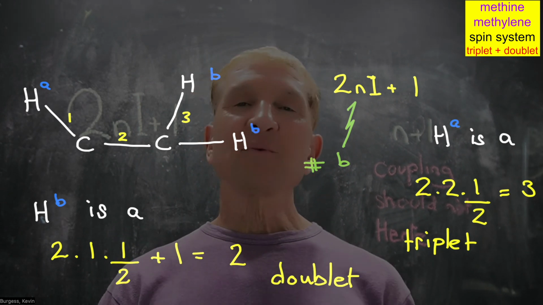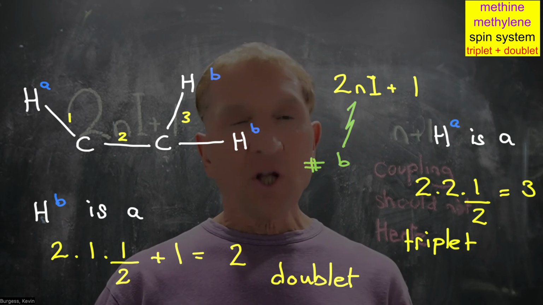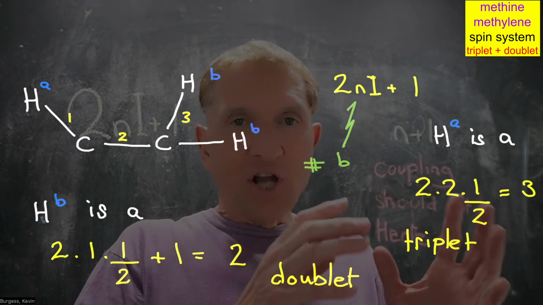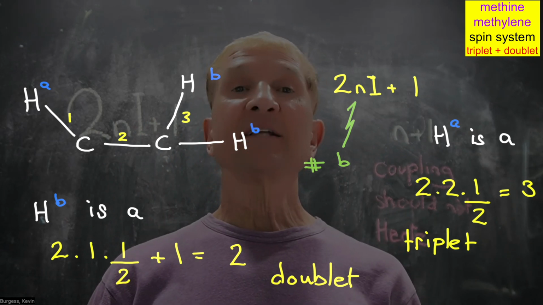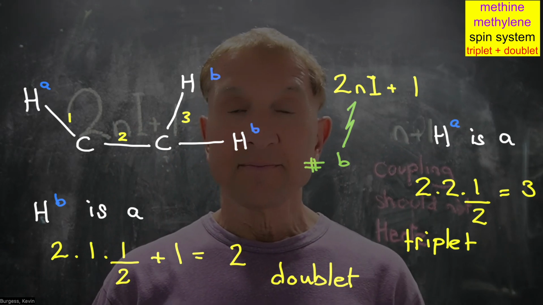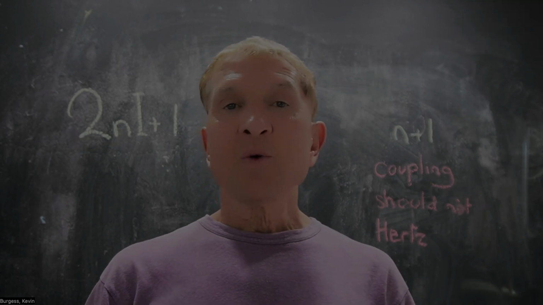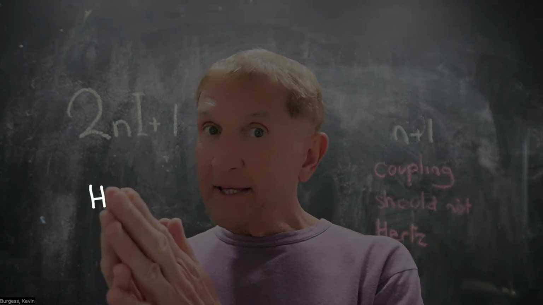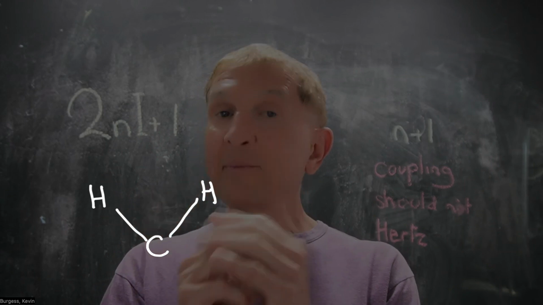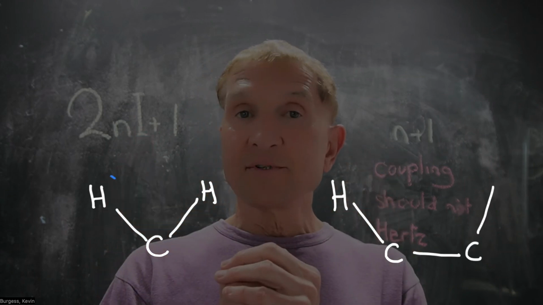If there are no other protons in the same molecule close enough to perturb HA or HB, that's all the coupling we get. And it's called a spin system. The first two spin systems we looked at each had only one HA and one HB. The first one on the same carbon, the second one on adjacent carbons.